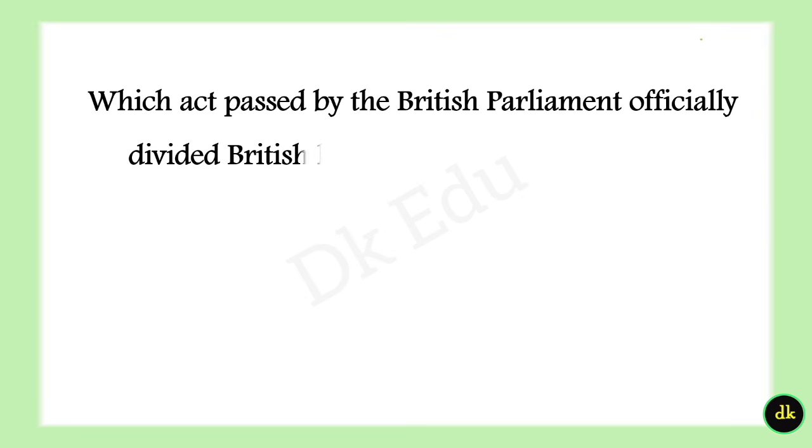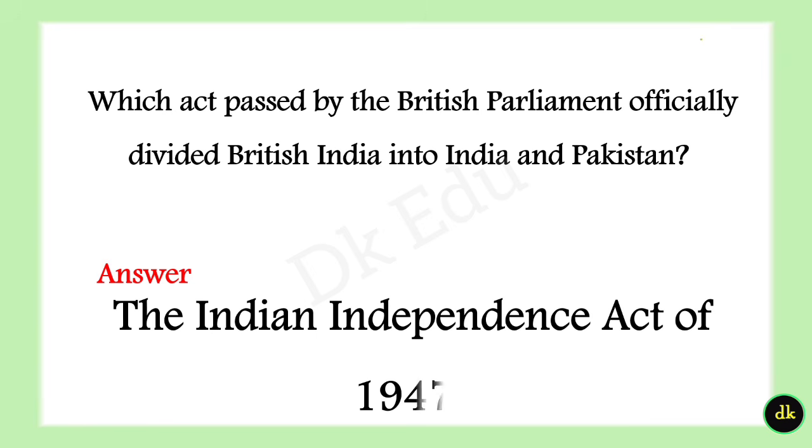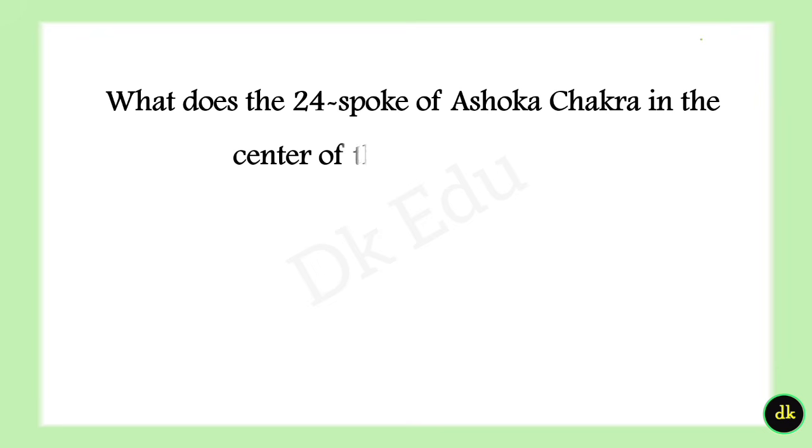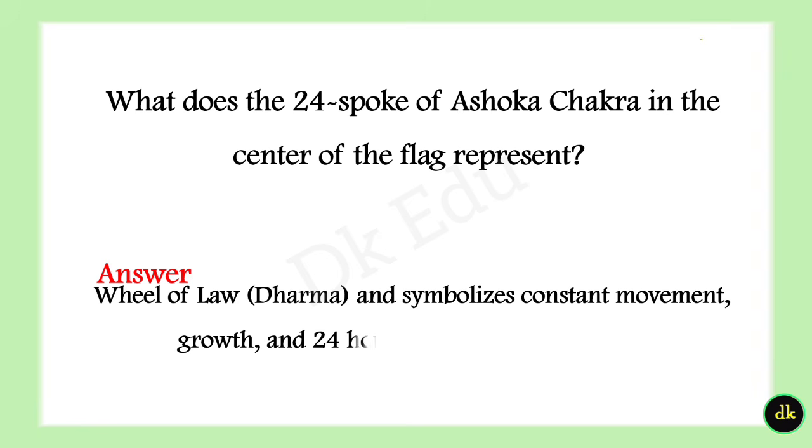Which act passed by the British Parliament officially divided British India into India and Pakistan? Answer: the Indian Independence Act of 1947. What do the 24 spokes of the Ashoka Chakra in the center of the flag represent? Answer: the Wheel of Law, and it symbolizes constant movement, growth and 24 hours of progress every day.